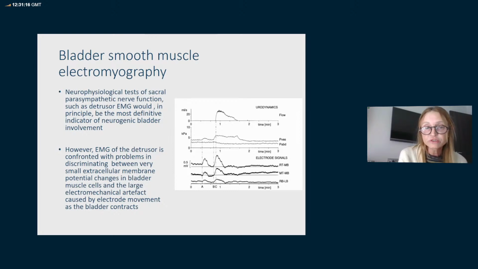However, EMG of the detrusor is confronted with the problem of discriminating between very small extracellular membrane potential changes in the bladder cells and the large electromechanical artifact caused by electrode movement and the bladder contraction. Effectively, most of the time when the bladder contracts, you will have artifacts in the recording.